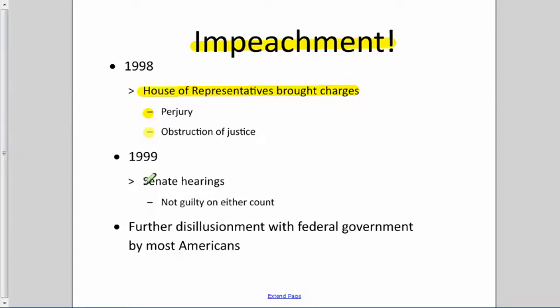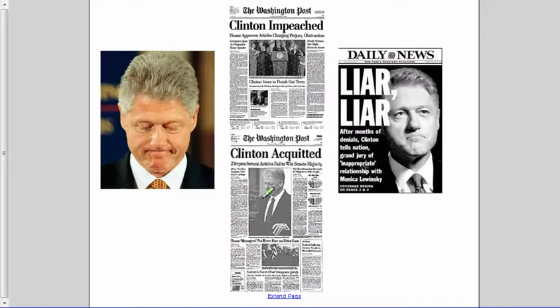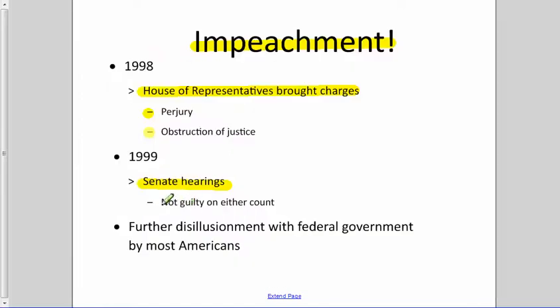Then the Senate hears the case. So the information is brought forth, the Senate hears the case, and they decide what happened. Here we can see some pictures that went along with it. So the Senate decides, is Clinton guilty or not? Clinton was actually found not guilty on both counts.